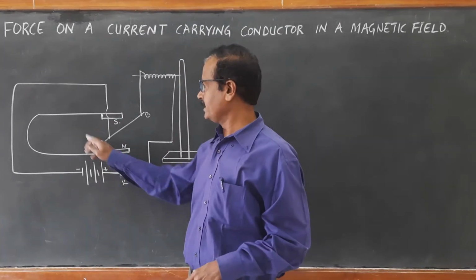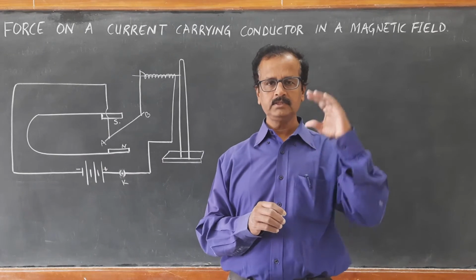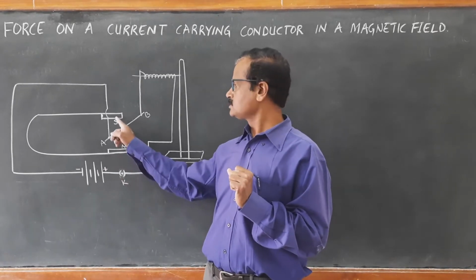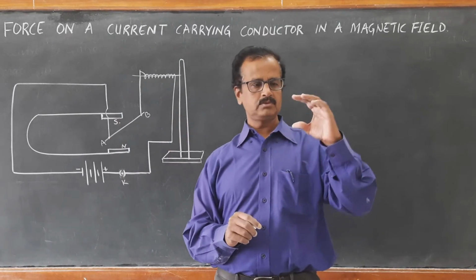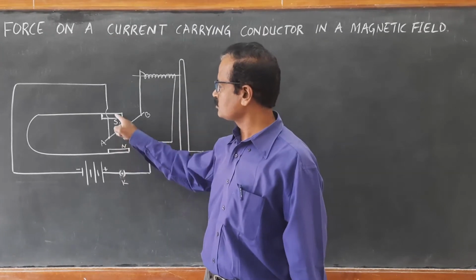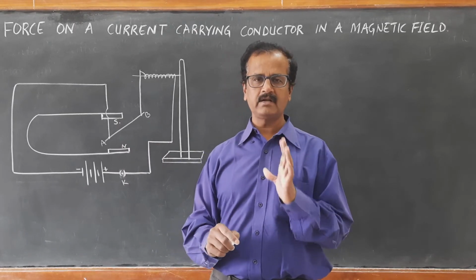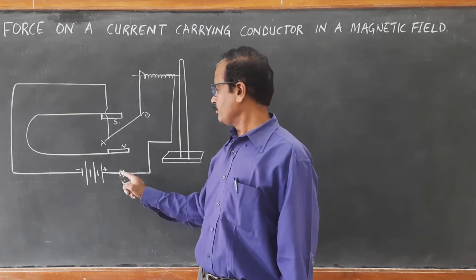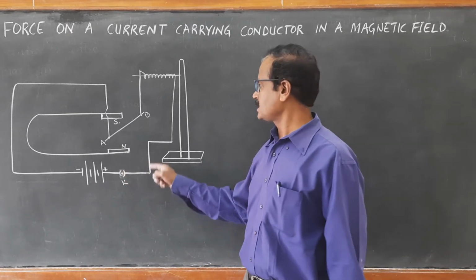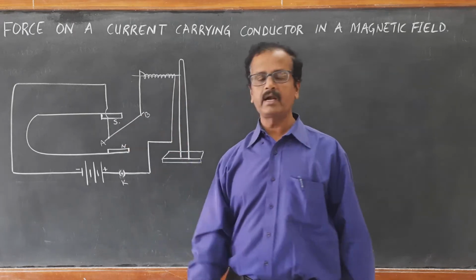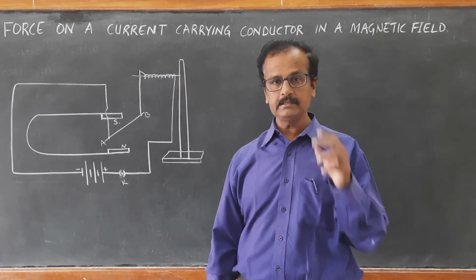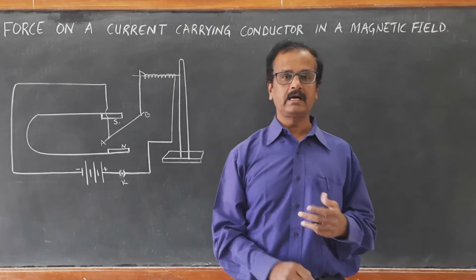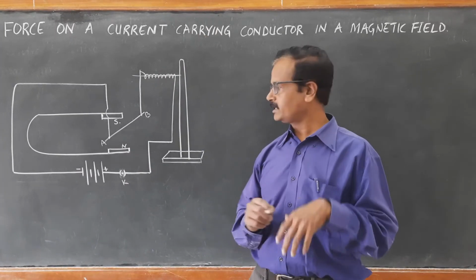Here you will find a horseshoe magnet, with the north pole at the bottom and the south pole at the top, so that there is a magnetic field from north to south. Magnetic field lines always act from north to south. Now, when we close the key, current starts flowing through this aluminum wire, and the aluminum wire behaves like a current carrying conductor.